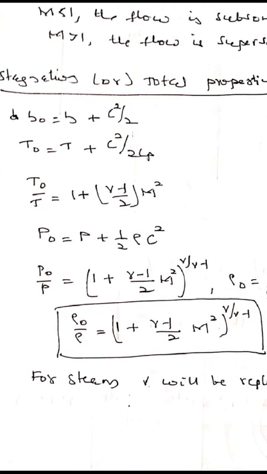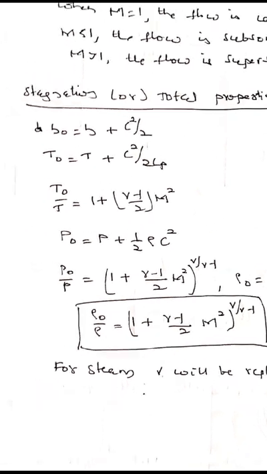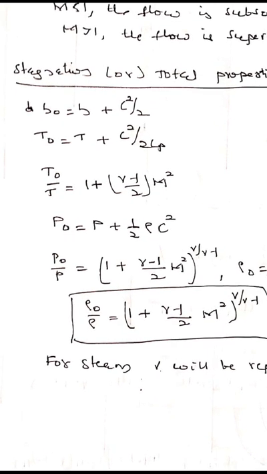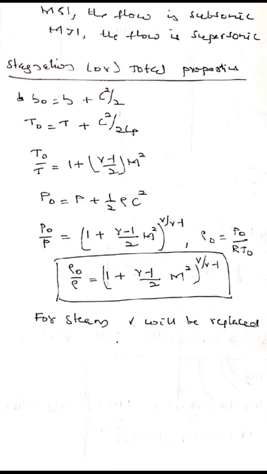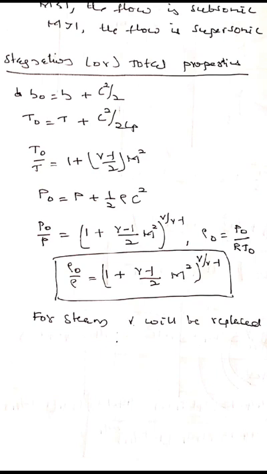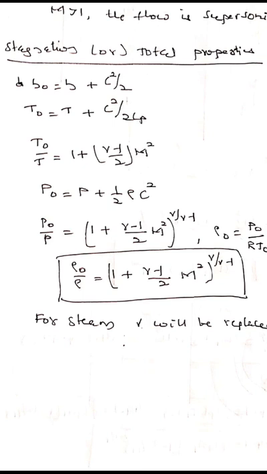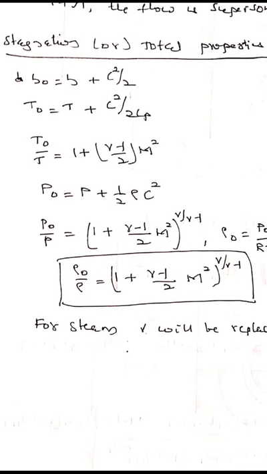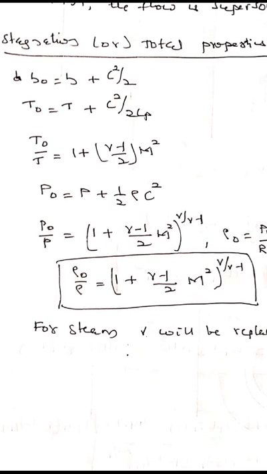Then stagnation properties. First we shall define a stagnation state. What is stagnation state? Stagnation state is a state which is obtained by decelerating a fluid to zero velocity in a work-free isentropic process. The stagnation property is related to the static properties by this relation: h0 equal to h plus C square by 2. h0 is the stagnation enthalpy, h is the static enthalpy.